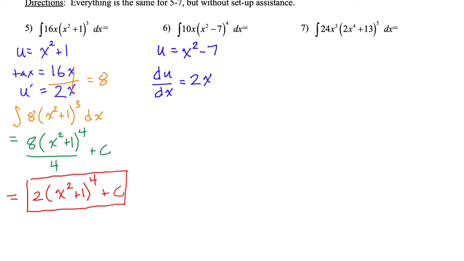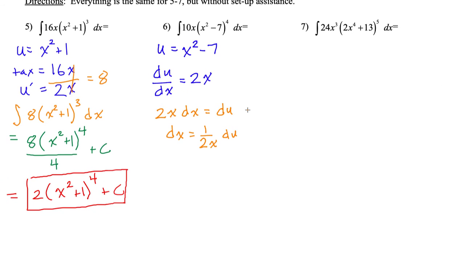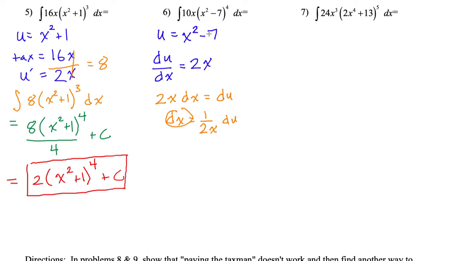My next step is I'm going to solve for dx. So again, I'm going to cross multiply, and I get 2x times dx. On the left side, cross multiply, and I get 1 du, or just du. And then solving for dx, I get dx by itself is equal to 1 over 2x times du. All right, now I'm going to substitute this x squared minus 7 out for a u and the dx for 1 over 2x du. Here we go.